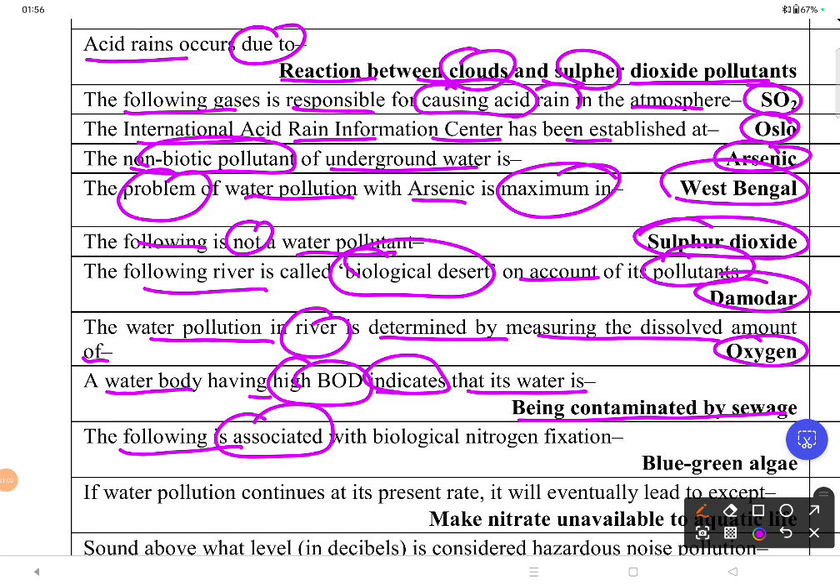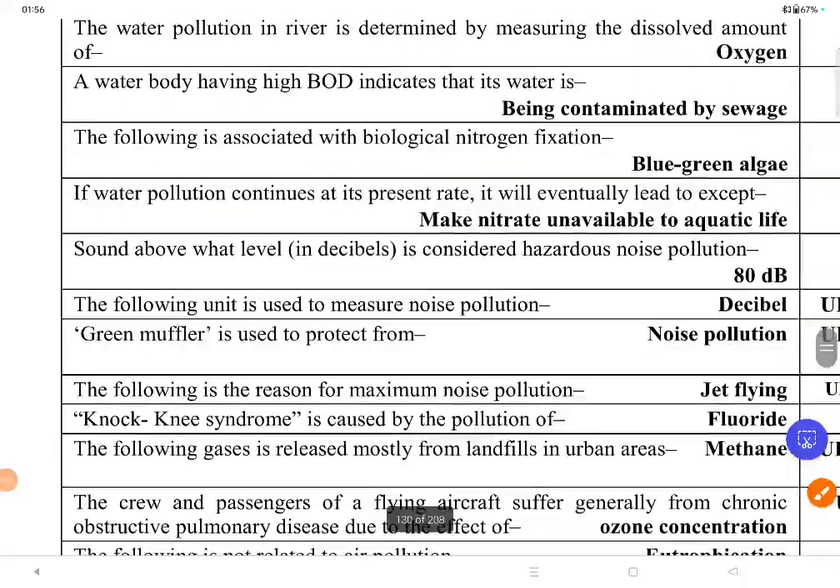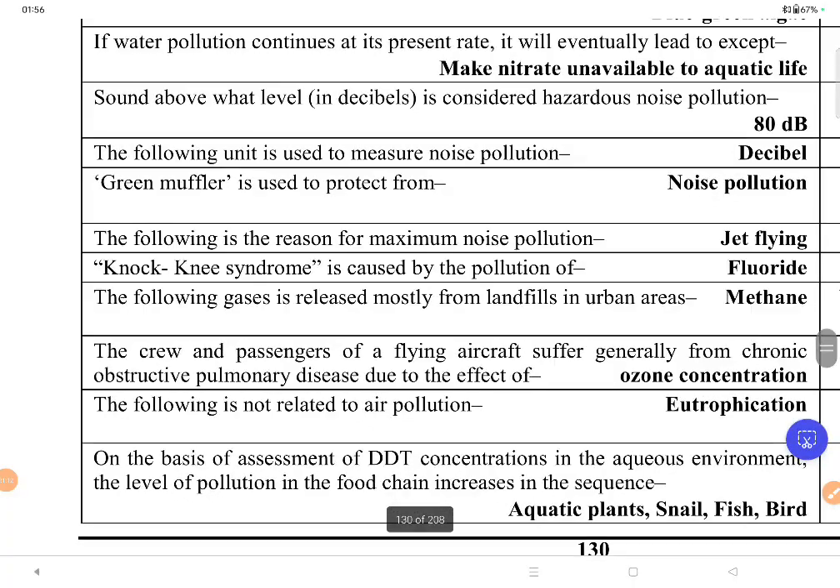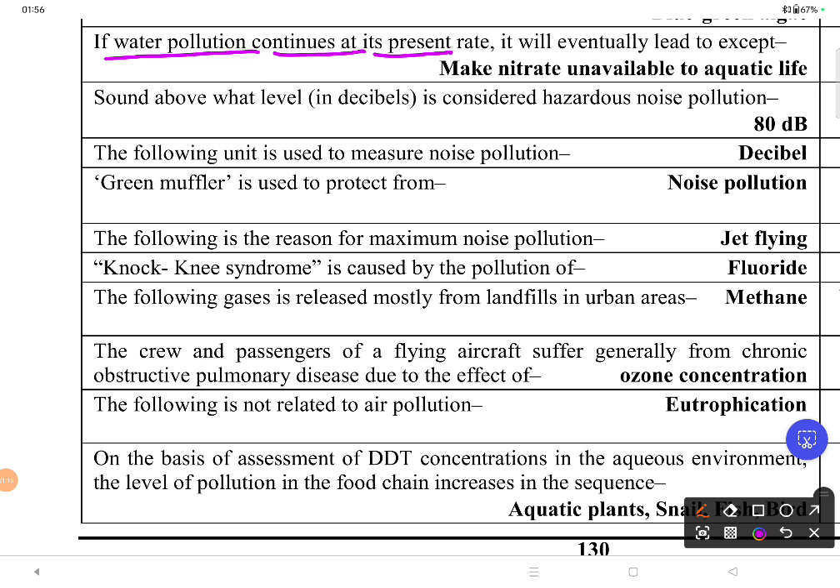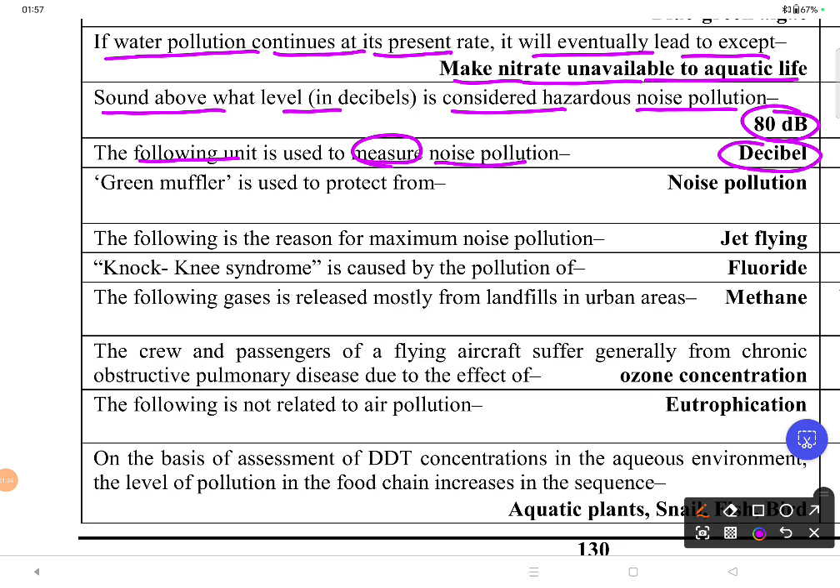Blue-green algae are associated with biological nitrogen fixation. If water pollution continues at its present rate, it will eventually make nitrate unavailable to aquatic life. Sound above what level in decibels is considered hazardous noise pollution? 80 dB. The unit used to measure noise pollution is the decibel.